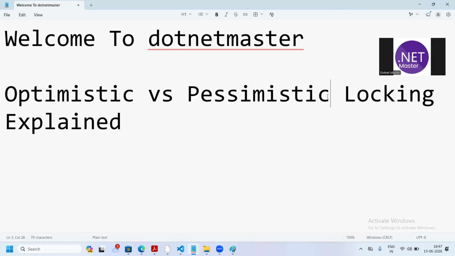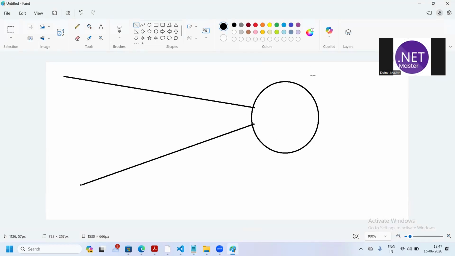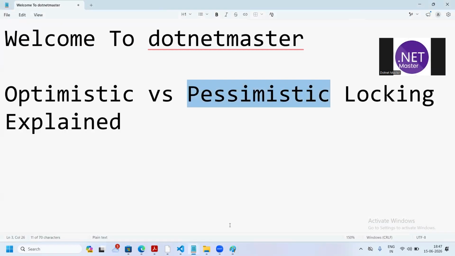First is pessimistic locking. What exactly is pessimistic locking? Whenever you are doing any kind of transaction, let's suppose person A is updating the database in SQL Server, then it is going to block all the other users. While person A is trying to update the database, person B cannot see the data and is locked out. That is called pessimistic locking.